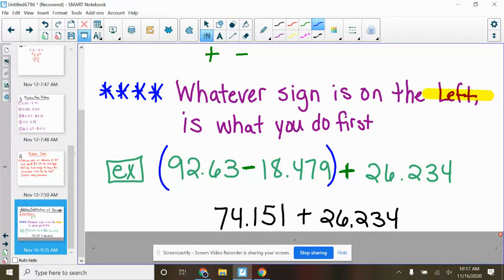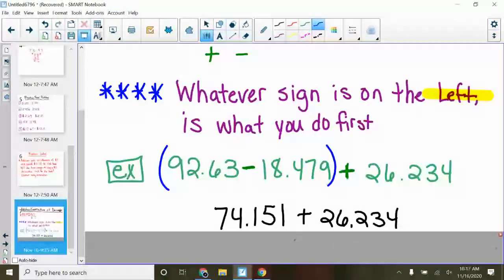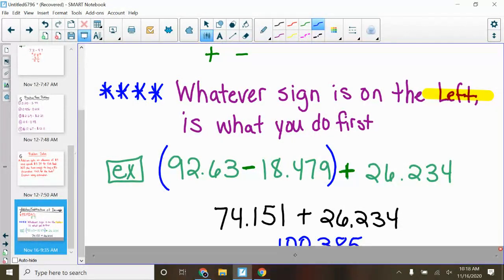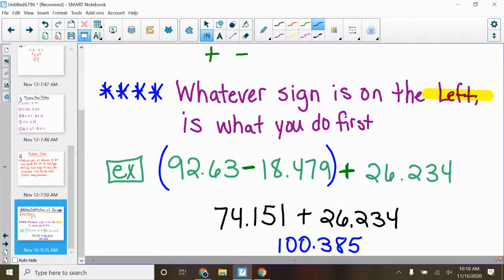Now, I made a mistake, I fixed it. If we add the leftover stuff, Connor Lettieri, what did you get when you add your leftover stuff? 100.385. Bingo. Nice. Okay, so this, people, is the last thing you need to know. This is easy. This is it for all of chapter 11.